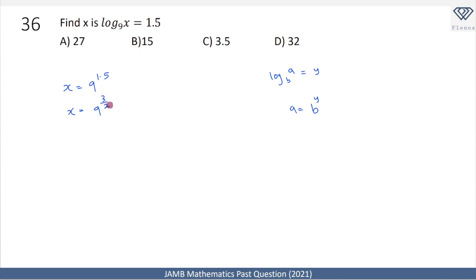Again, from our laws of logarithm, we know that a number a raised to the power x over y is the same thing as the square root of the base, y, all raised to the power of x. Applying that here, this is the square root of 9 all raised to the power of 3. The square root of 9 is 3, and 3 raised to the power of 3 is 27. That makes option A the correct option.